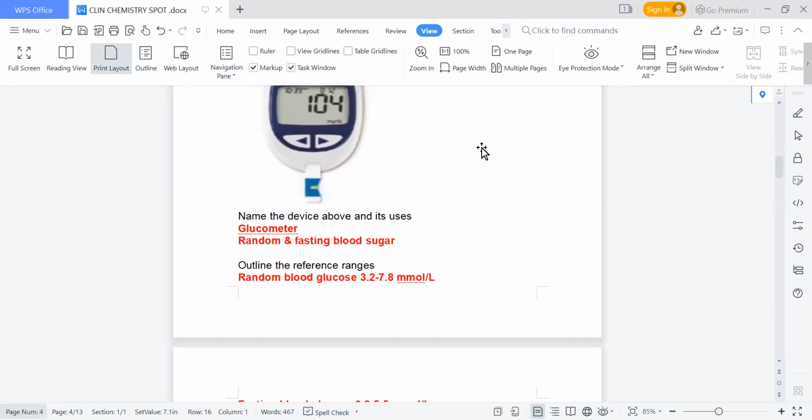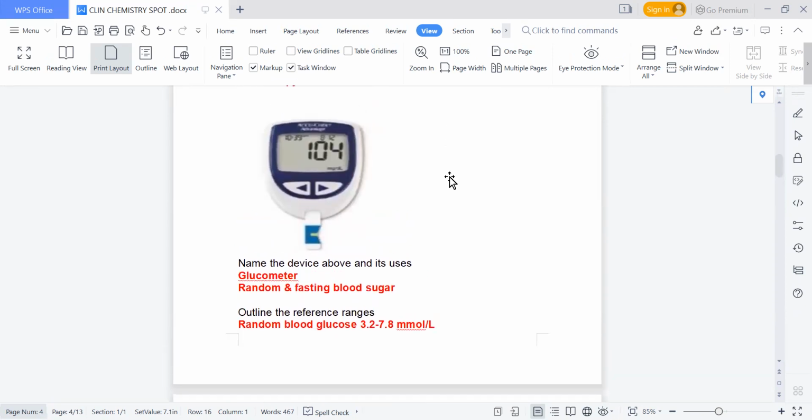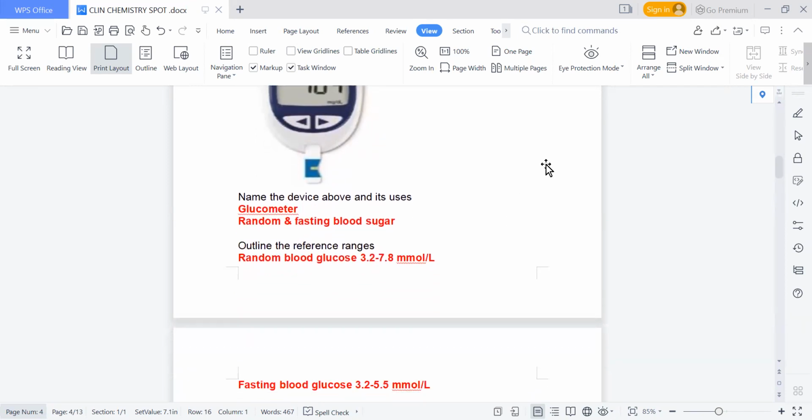The device above here is a glucometer. It's used to test for random and fasting blood sugar. And the reference ranges for random blood glucose are 3.2 to 7.8 millimoles per liter. And for fasting blood glucose, the ranges are 3.2 to 5.5 millimoles per liter.